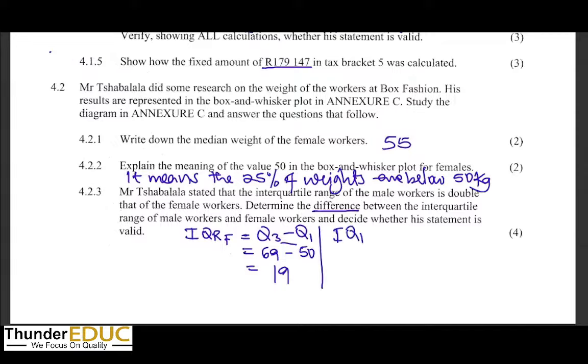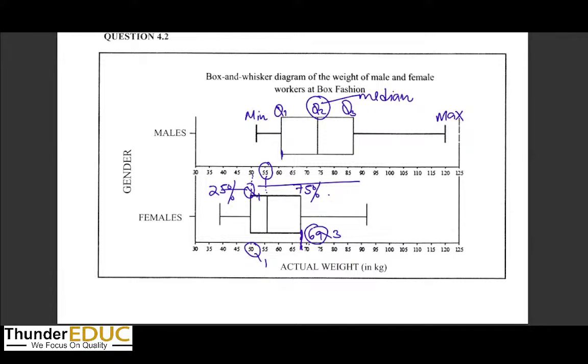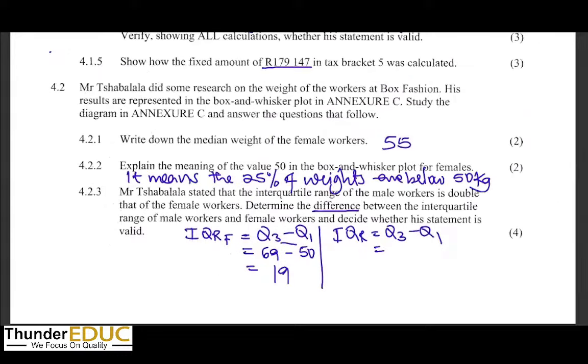Let's look at that one of male. Still Q3 minus Q1. Male Q1 is 62, and Q3 is 86. So 86 minus 62, and the answer is 24. And the difference now will be 24 minus 19, which is 5. They say determine the difference between the interquartile ranges. So it's 5.